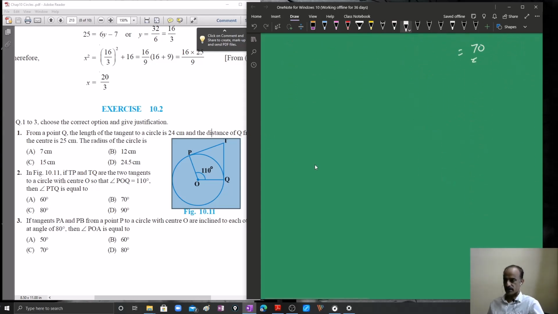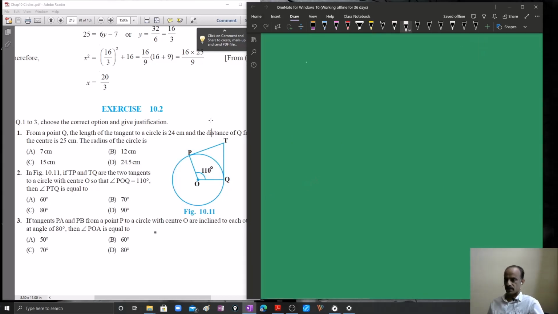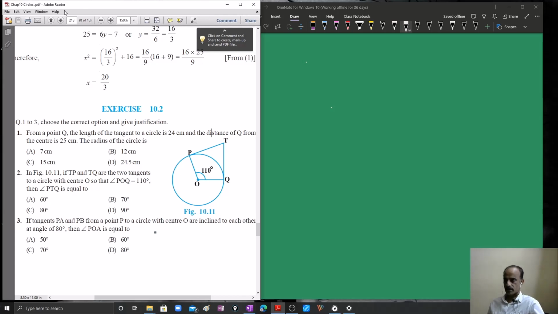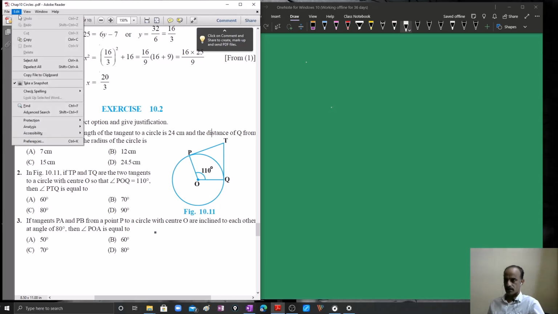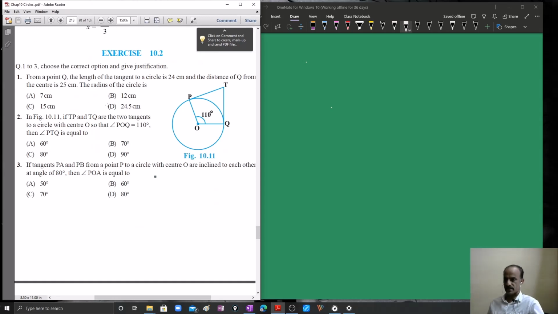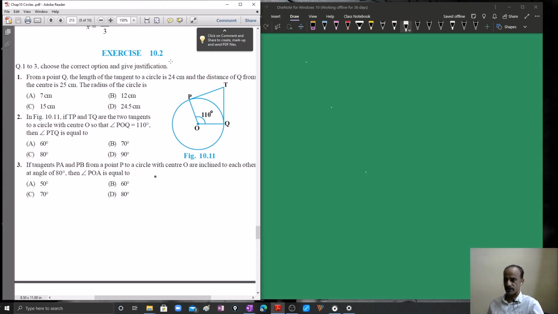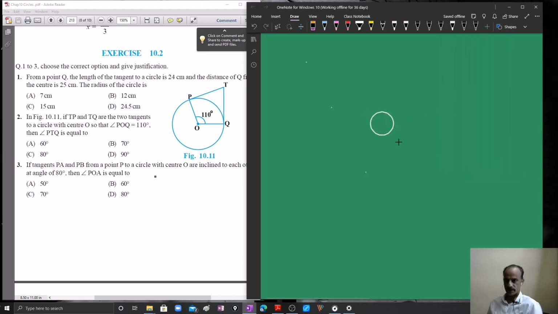Okay, so the next question, number 3. Let us consider: if tangents PA and PB from a point P to a circle with center O are inclined to each other at an angle of 80 degrees, find angle POA. Same type of question. I'll just draw the figure and explain it. You can do it on your own.